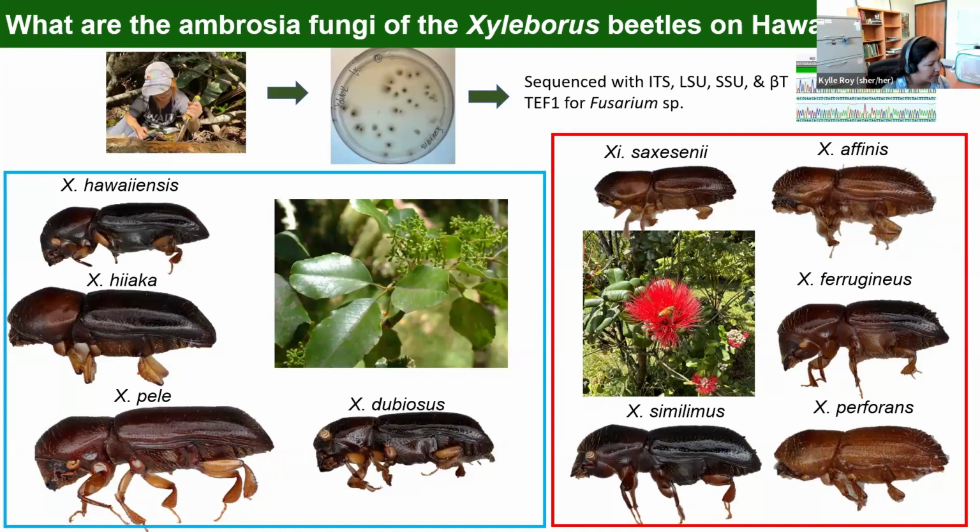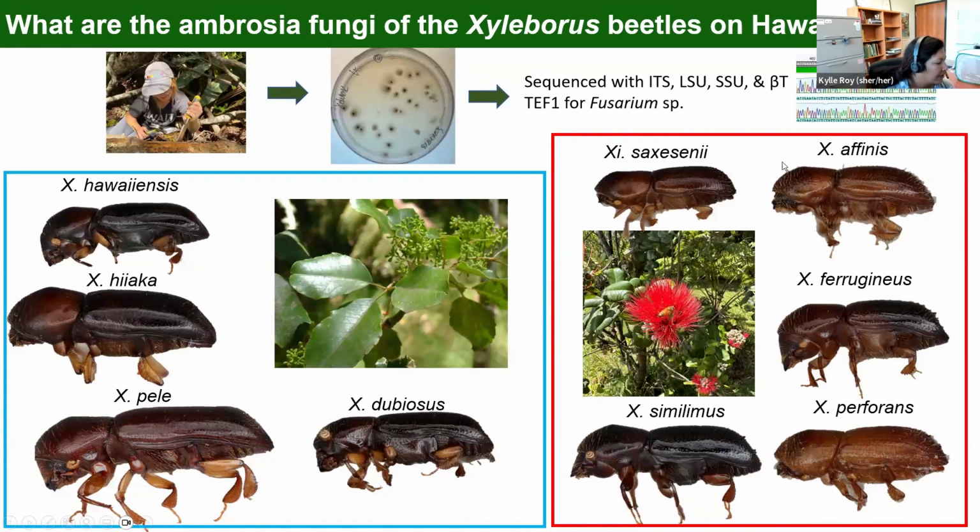And so I looked at the ambrosia fungi of these 5 native Xyleborus beetles, and I have them grouped here by their host plants. And so Hawaiiensis, ʻŌhiʻa, Pele, and Dubiosis will all host Olapa. Dubiosis is more promiscuous and will go to other trees as well.